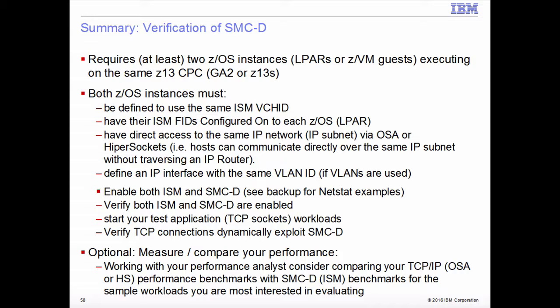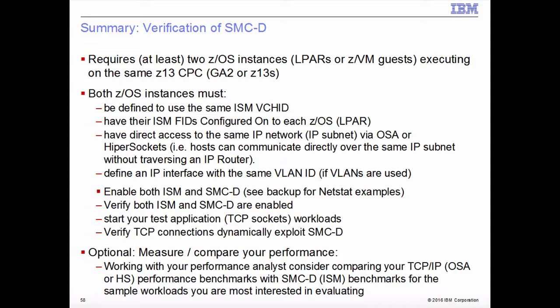Again, it requires 2 instances of z/OS on the same Z system, and then there's a list of requirements for those z/OS instances having access to ISM and their FIDs configured on to the LPARs. Please don't forget that step. They have to have them configured on. You have to have direct access to the same IP subnet. That's true for both RoCE and for ISM. It could be either via OSA or HiperSockets for IP connectivity.